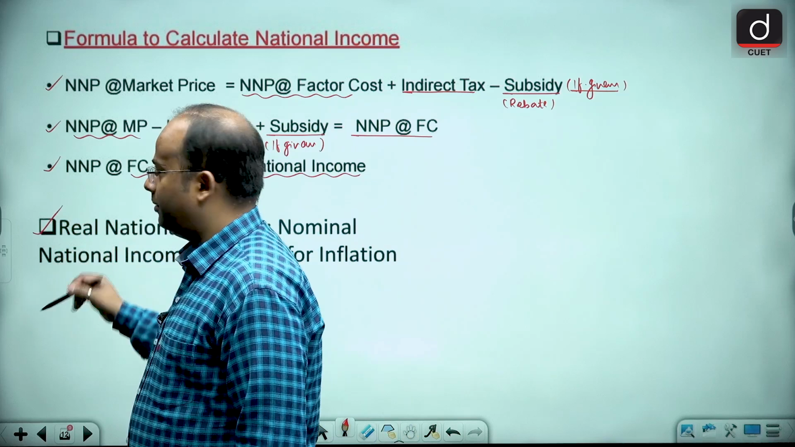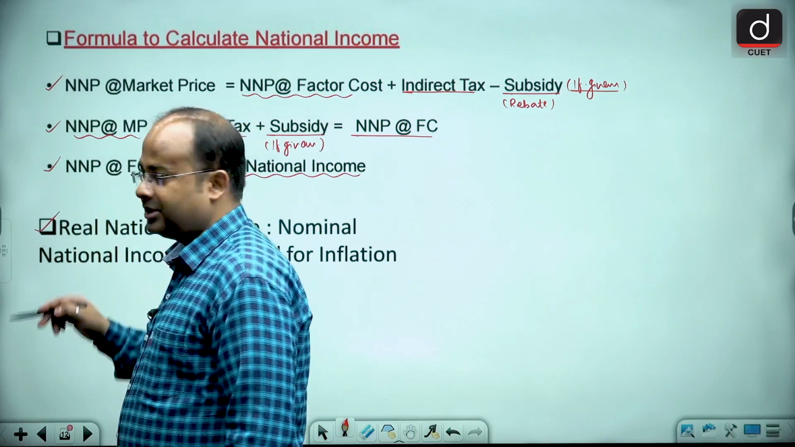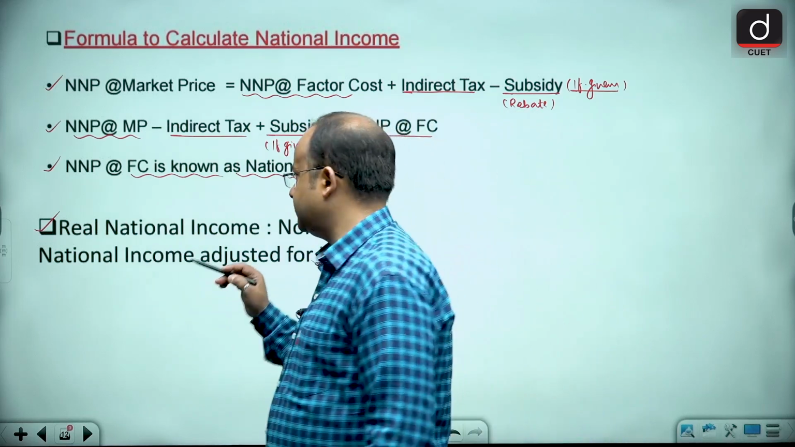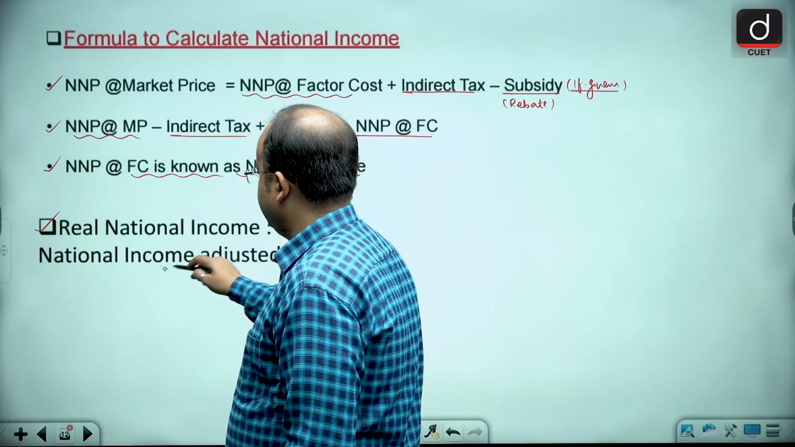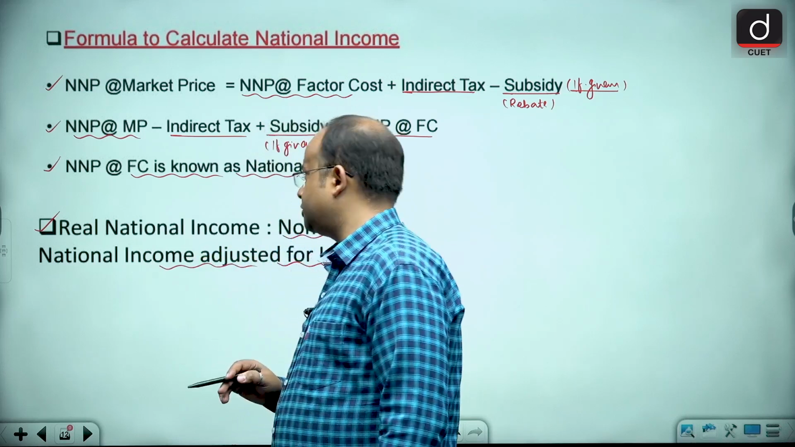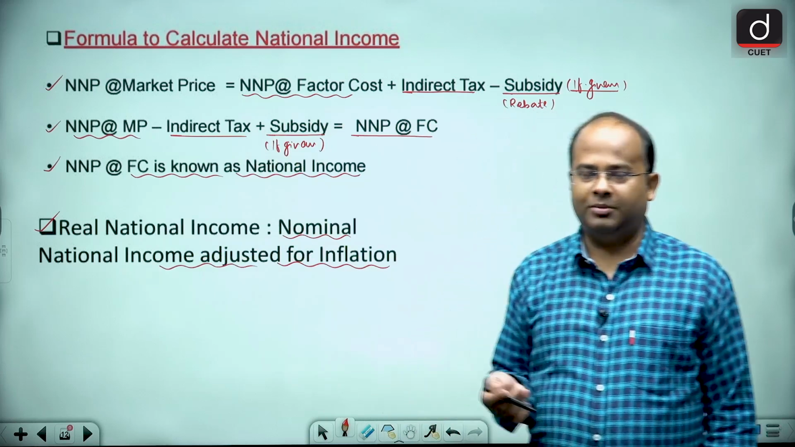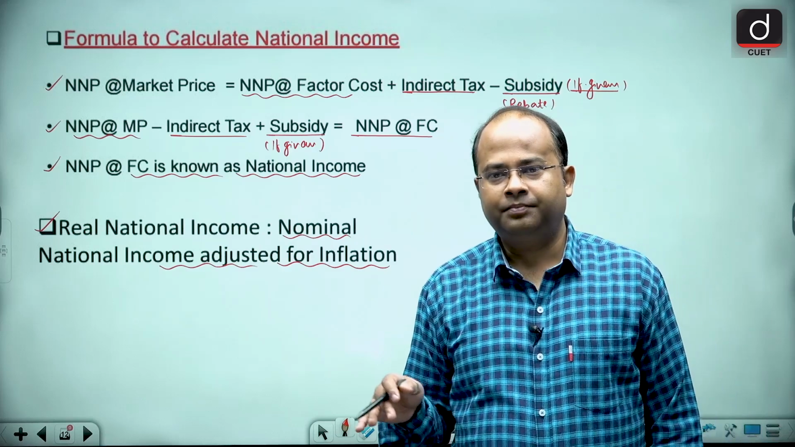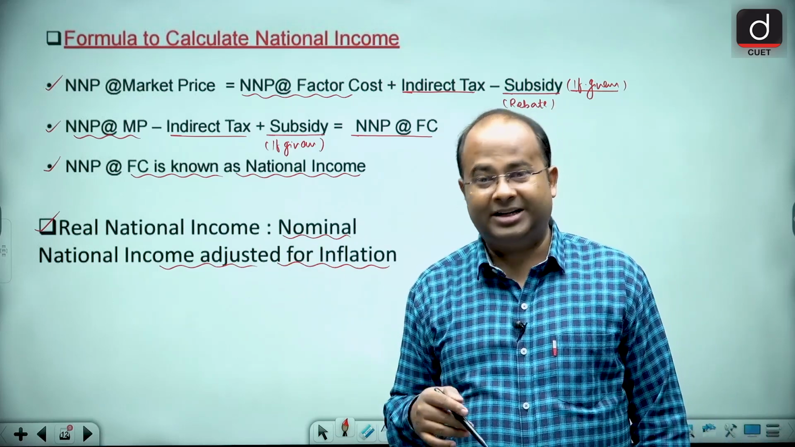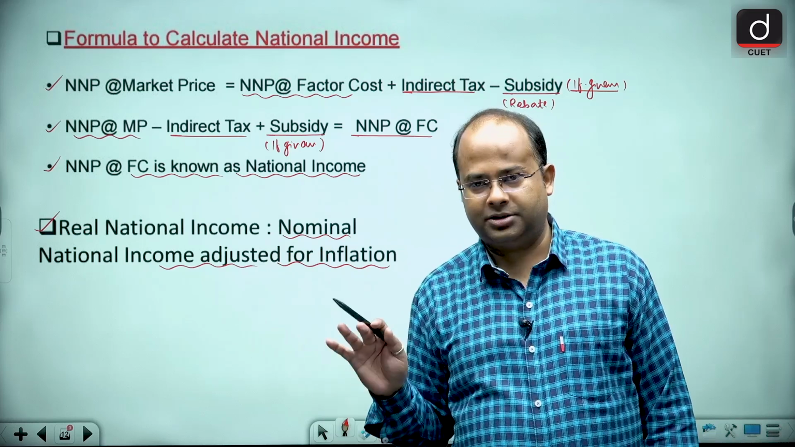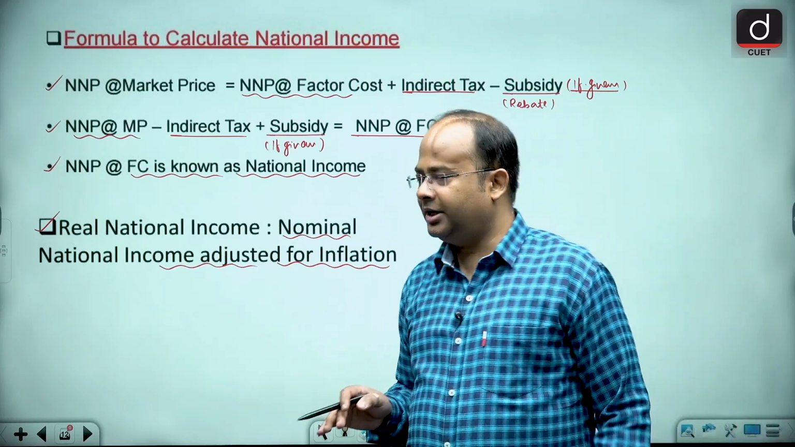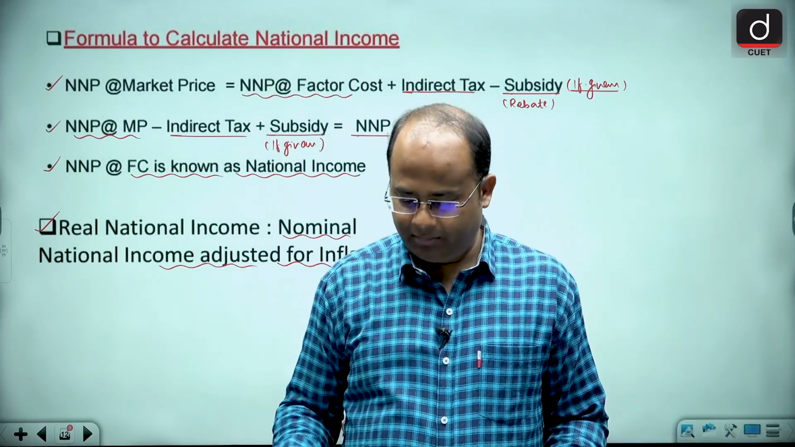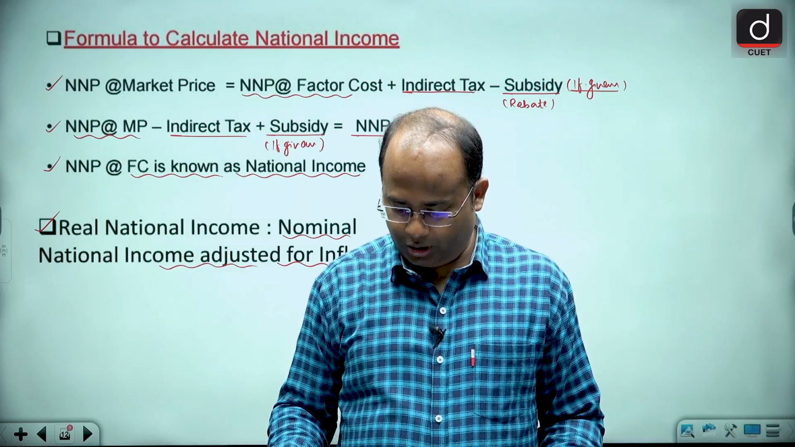So whenever we talk about the real things, this is adjusted with inflation, that is the rise in the price of goods and services. So real national income is nominal national income adjusted for inflation. So this is national income, this is nominal national income without adjusting inflation, that is on the market price, and when the national income is adjusted for inflation, this is called real national income. I hope it is clear. So real is always adjusted with inflation and nominal is at the market price. Is that clear to all of you?